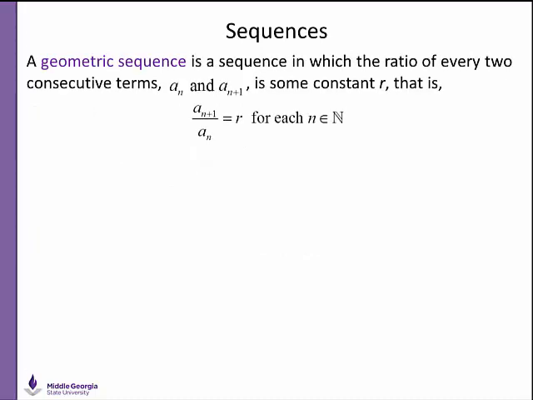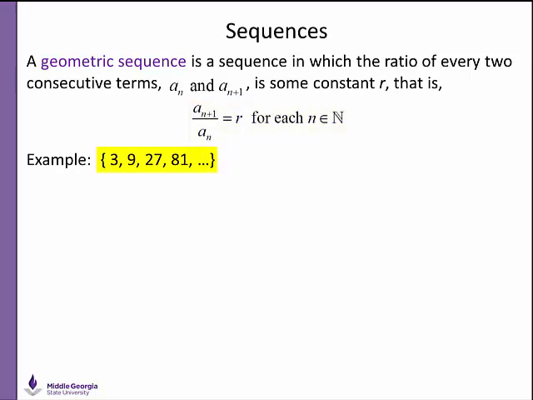A geometric sequence is a sequence in which the ratio of every two consecutive terms, a sub n and a sub n plus 1, is some constant r, that is, a sub n plus 1 divided by a sub n, that's the ratio, equals r for every n which is a natural number. And you see that a sub n and a sub n plus 1 are consecutive because whatever n is, n plus 1 is 1 bigger. So for example, if n is 2, we have a sub 2 and a sub 3, and those would be consecutive.